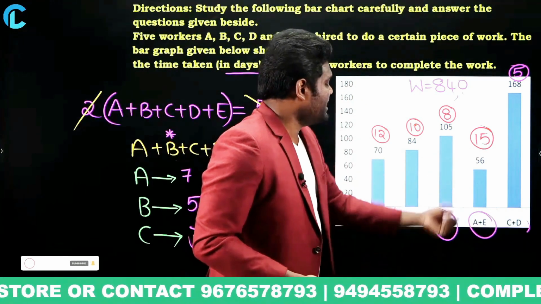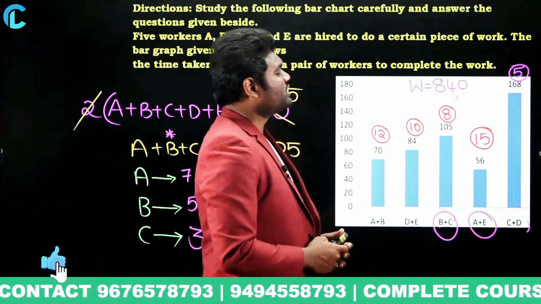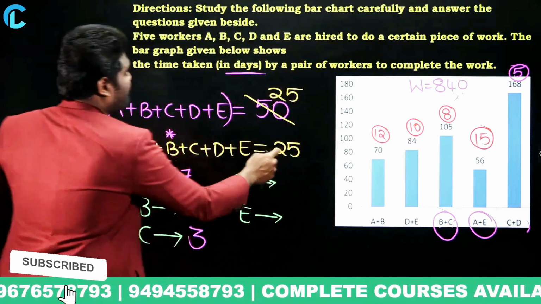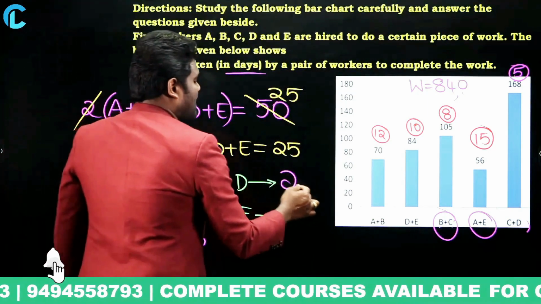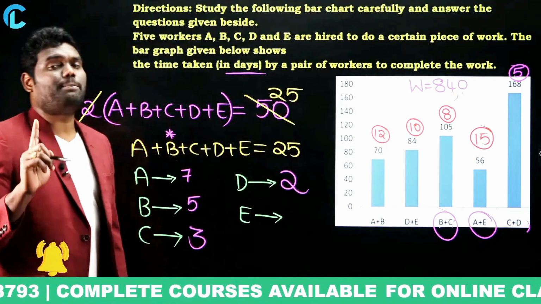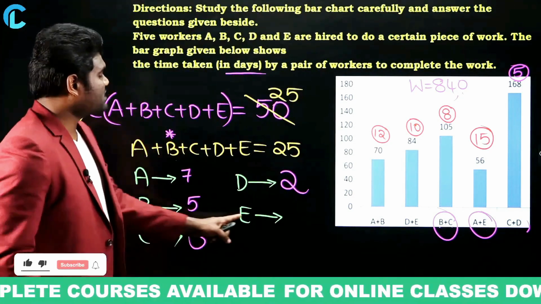Now, this is 15, this is 8. Both of them combined together is 23. From 25, if I subtract 23, the difference is how much? 2. Which means D's efficiency per day is 2 units. Next, I need to know E.